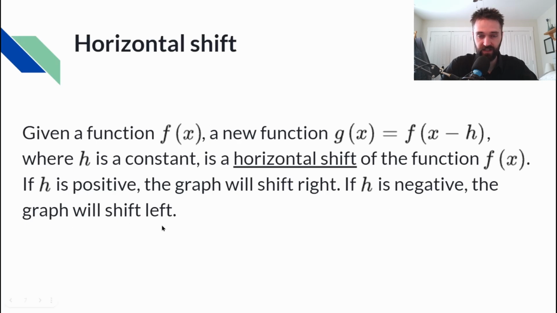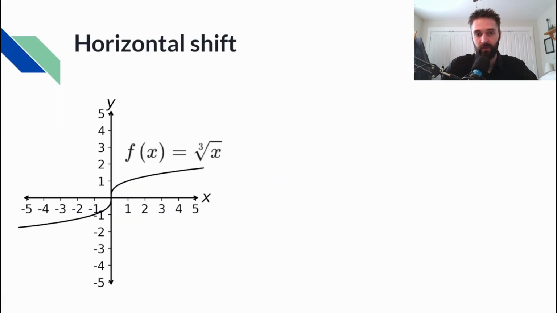So let's see an example of this. Let's look at the same function, f of x equals cube root of x. Instead of shifting this up or down, this time it's going to shift either right or left. So the question is, what would the transformed function look like if we were to plug in x minus 2?